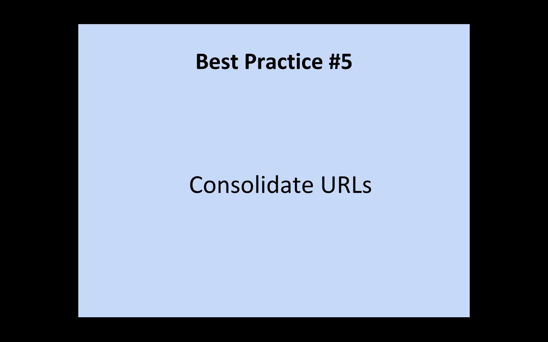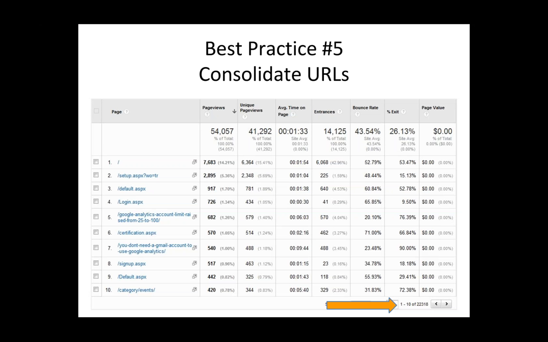Okay, moving on to best practice number 5, which actually relates to the previous best practice, which is the housekeeping best practice. Consolidate URLs. Now, this is a problem that I see in Google Analytics implementations that are otherwise done correctly, your URL consolidation. If you go into your pages report in Google Analytics, and this is something that you can do now, or you could do right after the webinar.